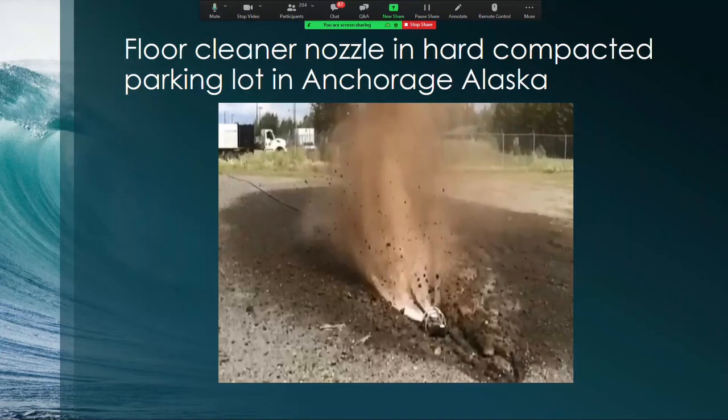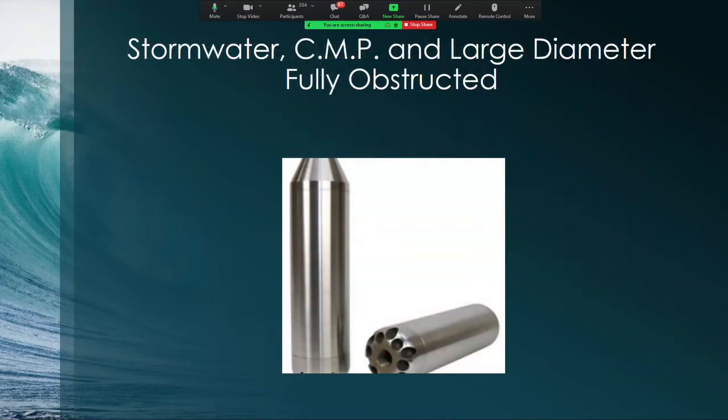So now we got a problem. How do we deal with this? And the answer would be what we call the OMG nozzle. It's for stormwater, corrugated metal pipe, and large diameter, fully obstructed. It also works extremely well in pipes that you don't want to attack the walls.